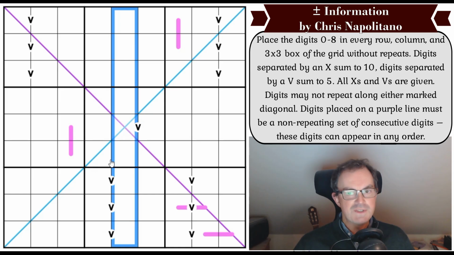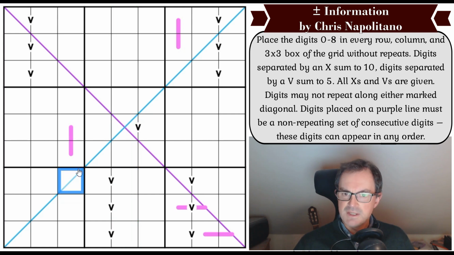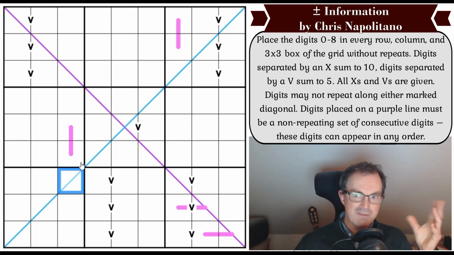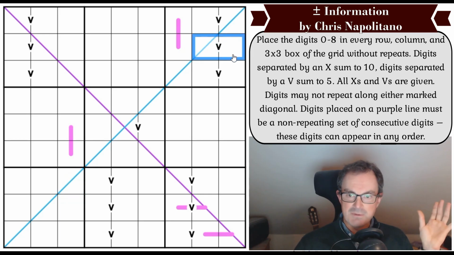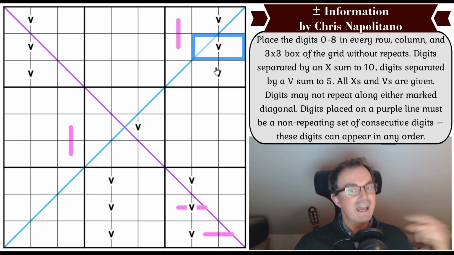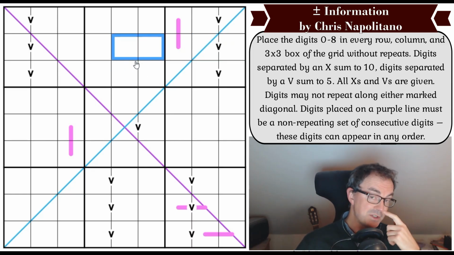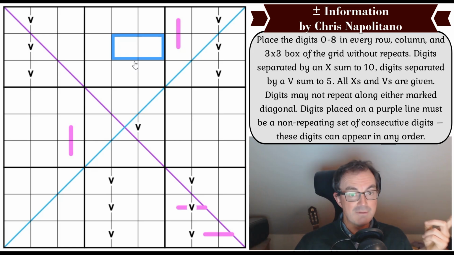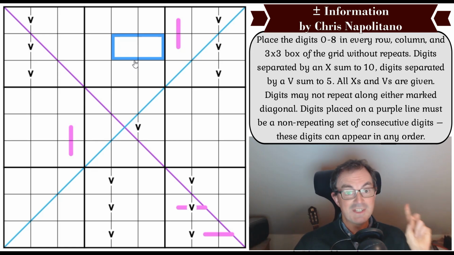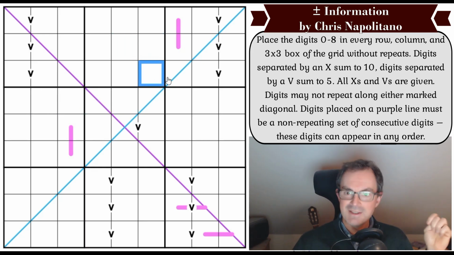Then we've got digits separated by an X sum to 10. Okay, there are none of those given. Digits separated by V sum to 5. All X's and V's are given. So not only could we say this domino doesn't contain 2 digits that sum to 5, we can also say it doesn't contain 2 digits that sum to 10, because all X's are given and there are no X's in the grid.